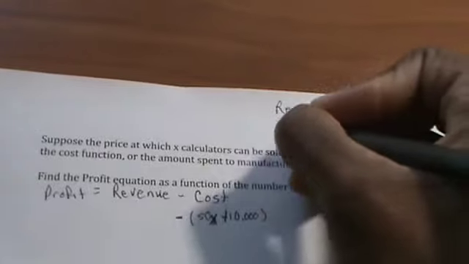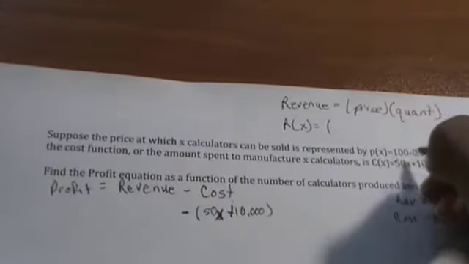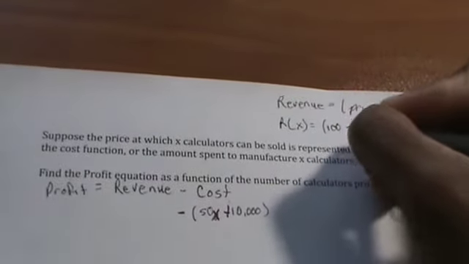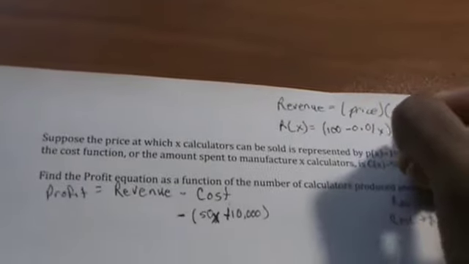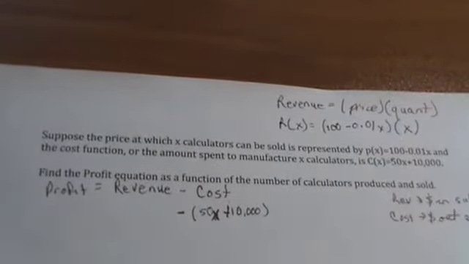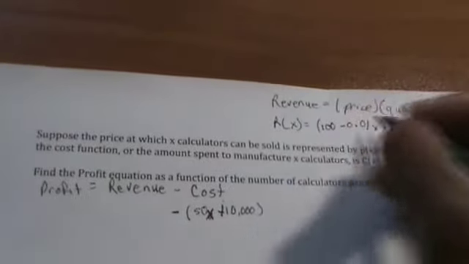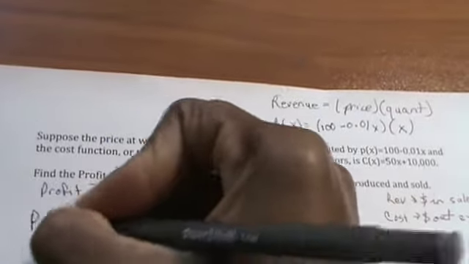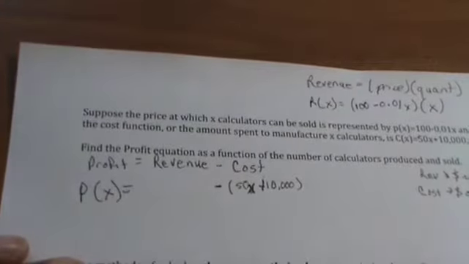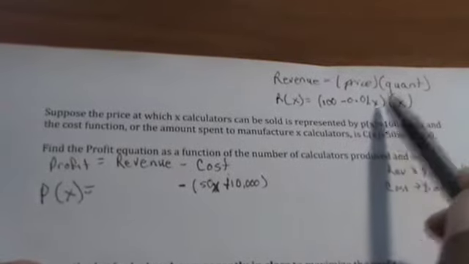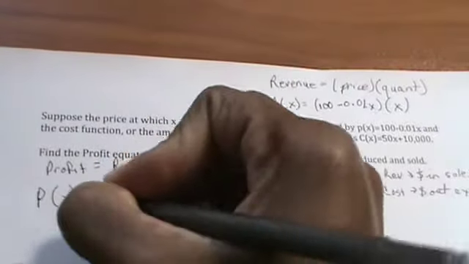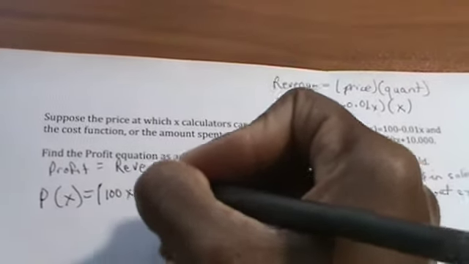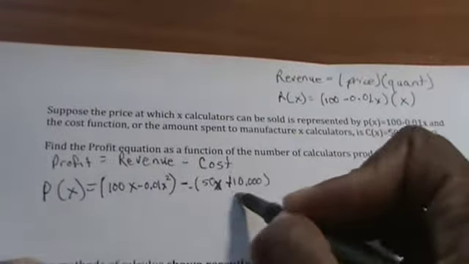So in this case, R of X is going to equal, well, you've got a sliding scale, right? So 100 minus 0.01X, and then how many calculators are selling? Well, there's X calculators that are selling. Of course, you could take that one further by distributing the X throughout. So then your profit here, give me a second, I'll shift this, is going to equal this revenue equation that we have. I'm going to distribute the X. So 100X minus 0.01X squared minus your cost equation.